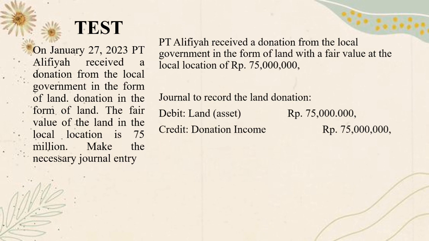So the journal to record the land donation is in debit, there is land as asset, and credit as donation income. The amount is 75 million.